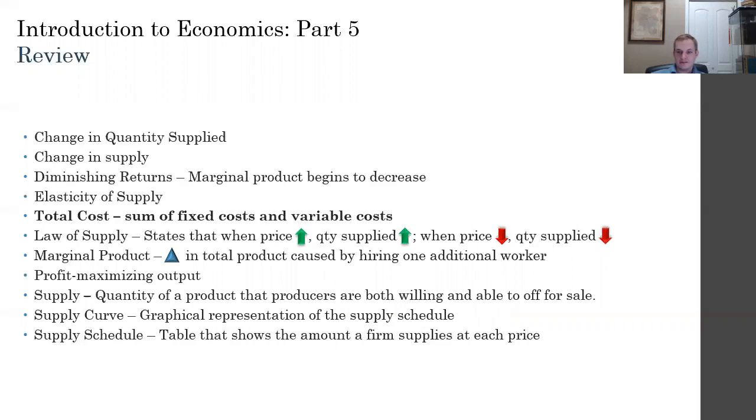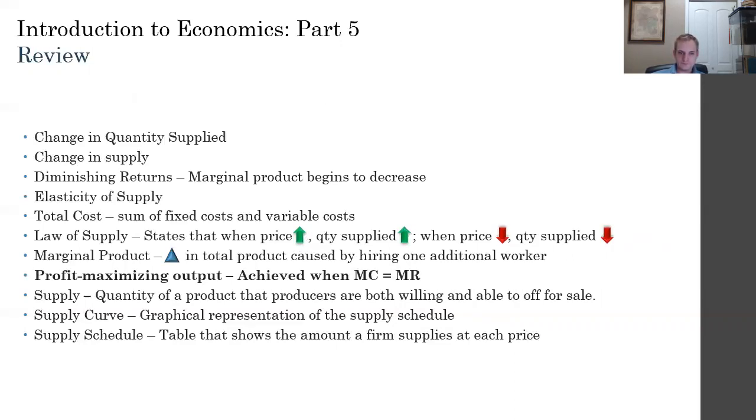Total cost can be found by summing fixed costs and variable costs. Marginal cost is the additional cost for producing an additional unit of a good. Now, when firms reach a point where marginal cost is equal to marginal revenue, they will have reached a level of output that is profit maximizing.